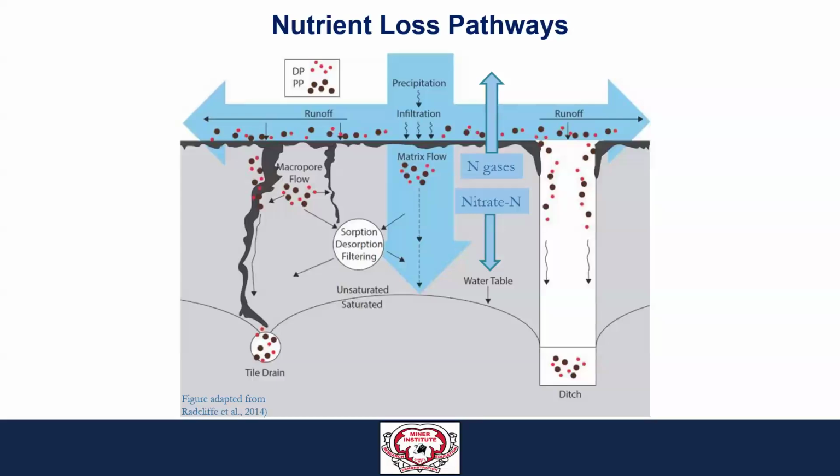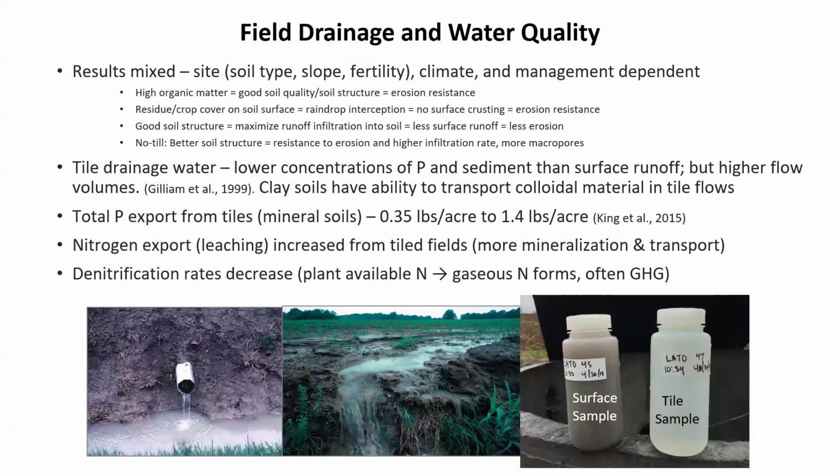But you can see our general pathways over and through the soil. In general, there's really nothing we can say definitively as far as what impact tile drainage has on water quality, because there's so many interrelated factors. What we can say with some certainty is that we generally see lower concentrations of phosphorus, both soluble as well as total, in surface runoff than in our tile drainage. But at the same time, we get higher flow volumes. So then the question is, while the concentrations might be lower, is that loading ultimately greater, the same, or less?